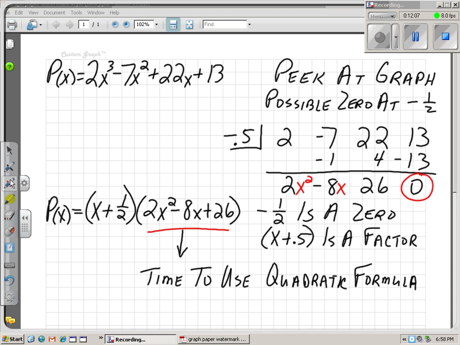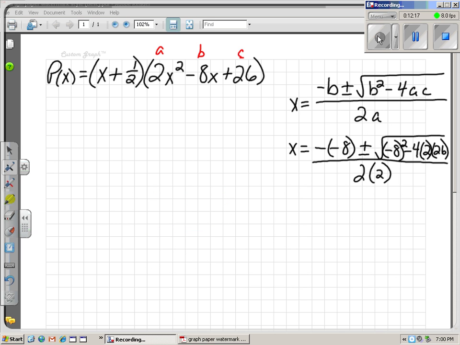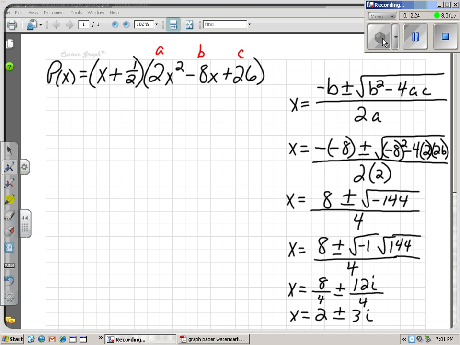Now remember, on the quadratic, this is going to be my A, this is going to be my B, and that's going to be my C. Remember, your B is negative 8. Let's plug it in and work it out. Here's the substitution. Remember to use parentheses when you're plugging numbers in for A, B, and C. That keeps your negatives straight. And we work it all the way out, and we find that x could be 2 plus 3i or 2 minus 3i. Those are our 2 remaining complex roots.